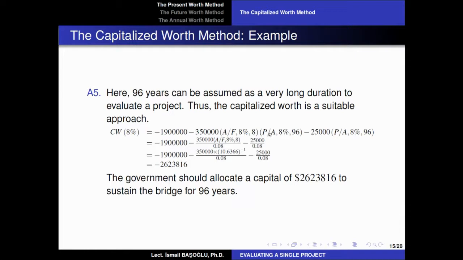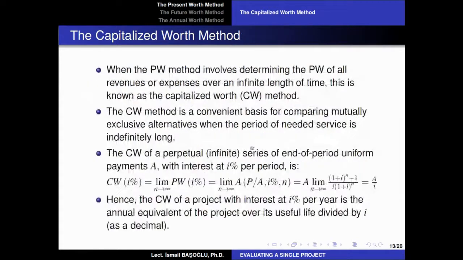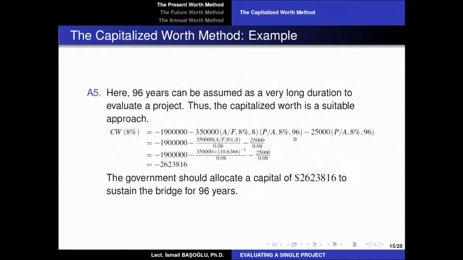Now, we are not going to check P over A values or A over P values from the table, because 96 is a very, very long amount of time. And we are going to apply a capitalized worth approach here. So instead of P over A, we are simply going to assume that P over A, as you can see here, is equal to 1 over i for an indefinitely long amount of time. And assuming that 96 is very long, instead of using P over A directly, we are going to use 1 over i, as you can see here in both cases. And the result is going to be minus $2.6 million approximately.